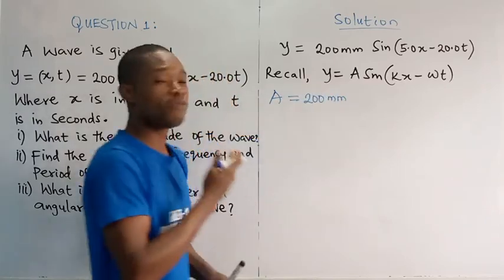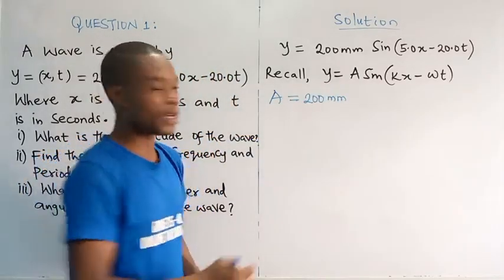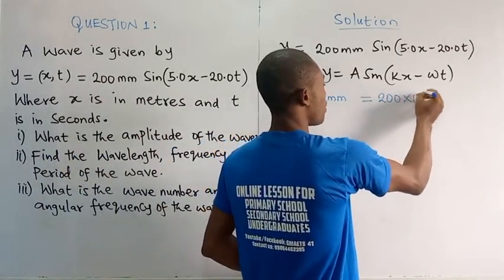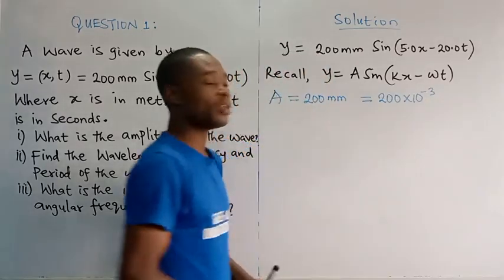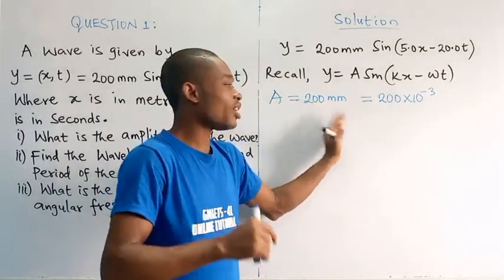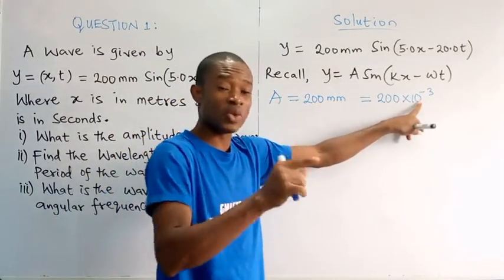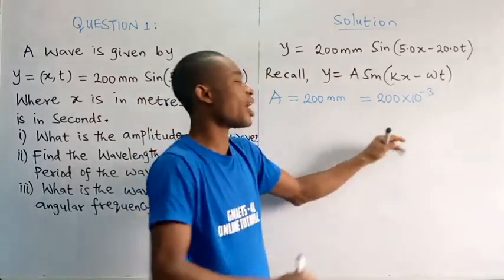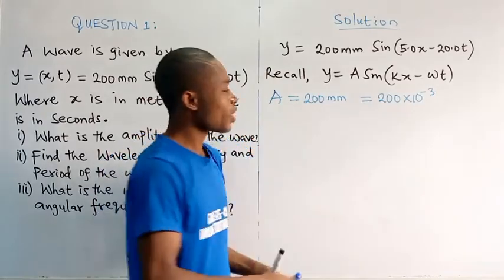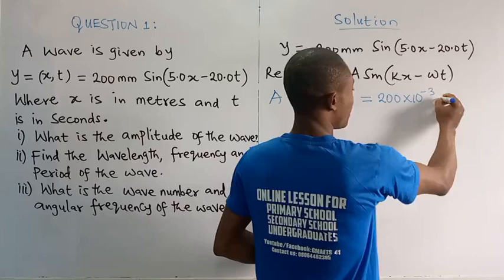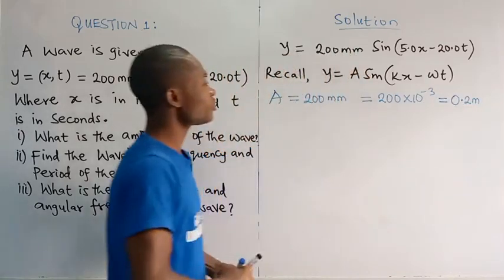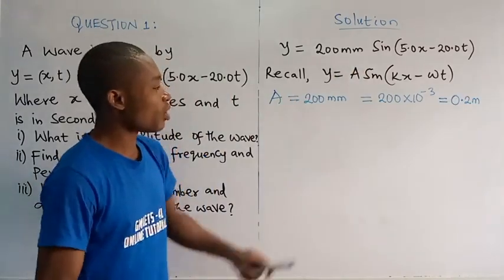And of course, we shall convert this to meter. So it means that the amplitude is equal to 200 times 10 to the power of minus 3. If you are converting millimeter to meter, you multiply that millimeter value by 10 to the power of minus 3, which is the same as dividing that millimeter value by 1000. Are you getting me right? Solving this out, we shall get that the amplitude is 0.2 meter. That's good. Let's continue in our comparison.